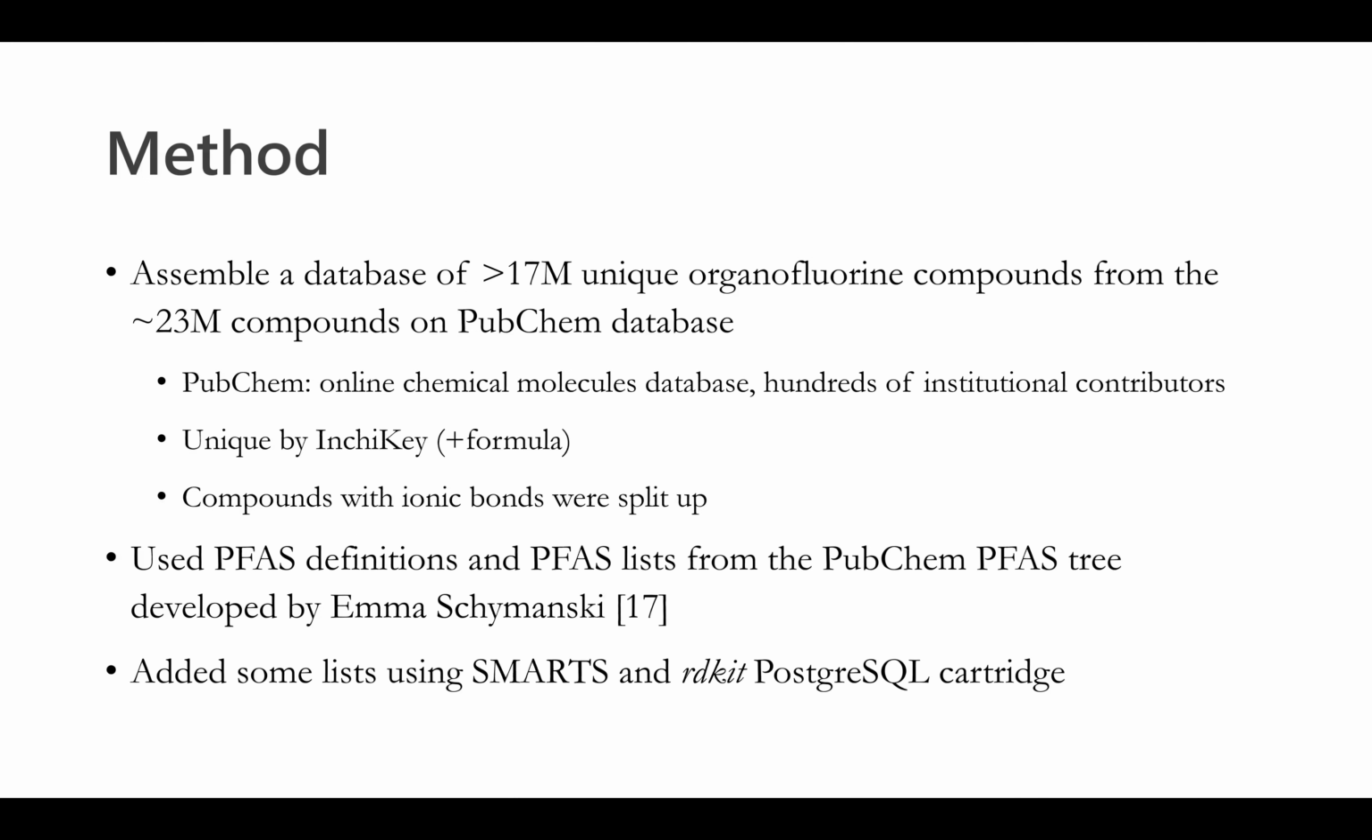I'll briefly mention key aspects of the method used for what will follow. So I assembled a database of over 17 million unique organofluorine compounds from the PubChem database. PubChem is an online database of chemical molecules that receives data from hundreds of contributors, such as chemical vendors, governmental and research institutions. There are more fluorinated compounds on PubChem, but they sometimes contain multiple compounds that are ionically bonded, or salts that are already present in some form in the database. So I regrouped all these forms into one, what I call unique compounds.